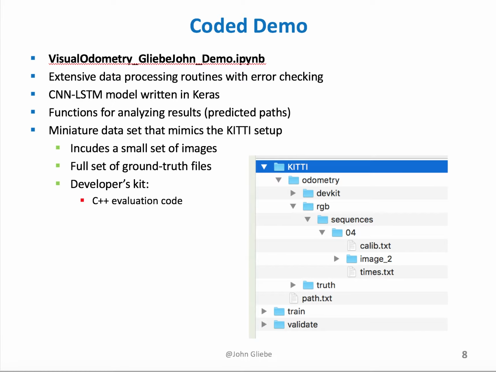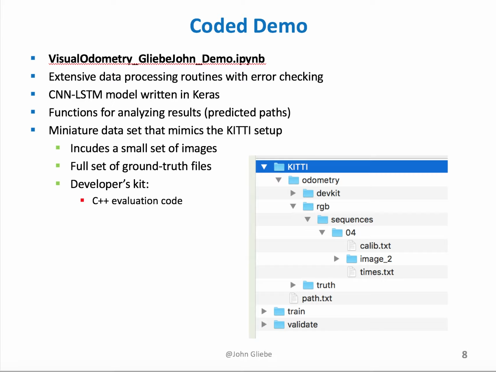The coded demo that's included with this case study features the IPython notebook, which you see listed there at the top of this slide. It includes extensive data processing routines with error checking to implement the steps that I just went over. The CNN-LSTM model is written in Keras. There are also functions for analyzing results, predicted paths.